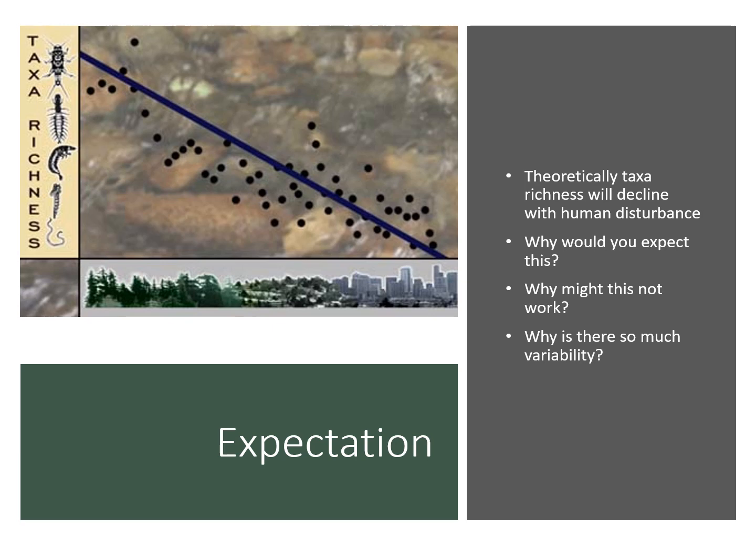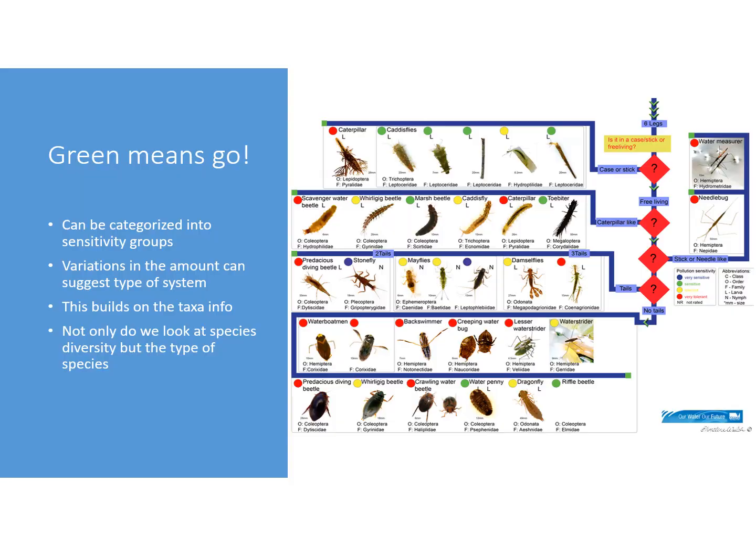Another thing, sort of a subheading underneath why this might not work, is why is there so much variability? Why isn't this a nice straight line? Why are there points all over the place? Now, we've already shown that one of the things that we don't like about aquatic macroinvertebrates is that they're so diverse. And so instead of thinking about them as a species, sometimes we think about them as a group.